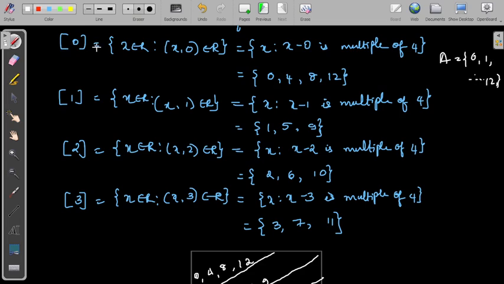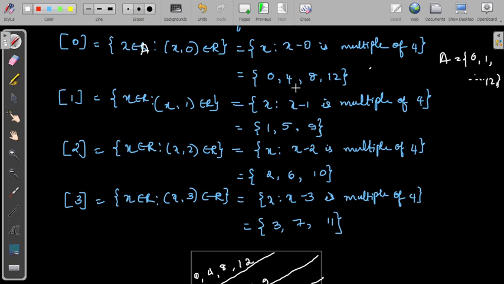The equivalence class of 0 is the set of all x belonging to A such that (x, 0) belongs to R. These are the elements which are related to 0, that is, the set of all x such that x minus 0 is a multiple of 4. It's nothing but x is a multiple of 4. So 0 is a multiple of 4. The element 1 is not a multiple of 4, so that won't come. 2 is not a multiple of 4. 3 is not a multiple of 4.